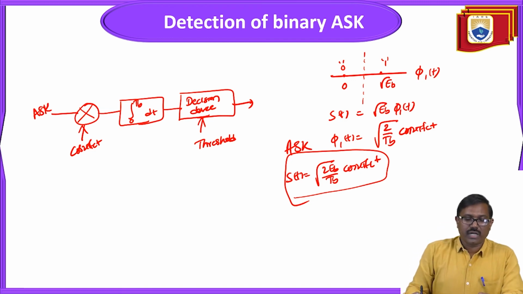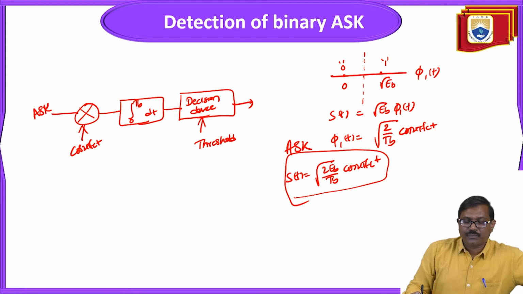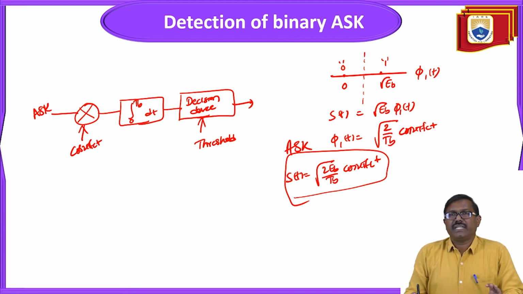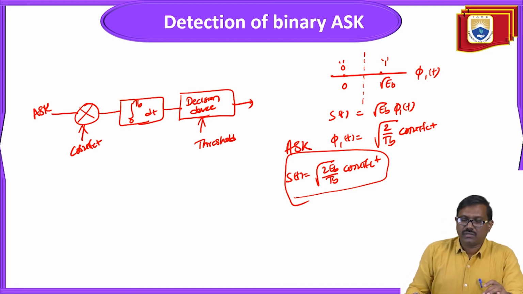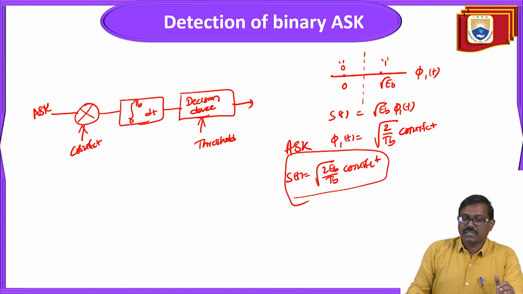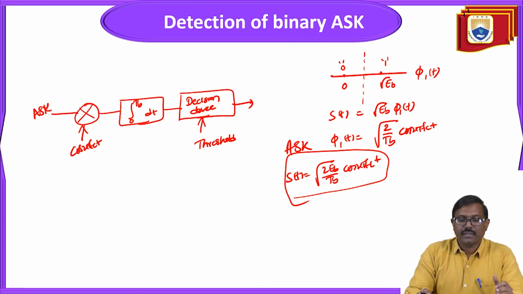So again here also having that product modulator and this integrator and a decision making device. After multiplication of the incoming signal, that is the received signal, with cos 2 pi fct, the cos term is going to square. And this is applied to the integrator.